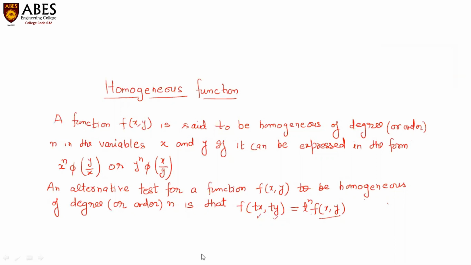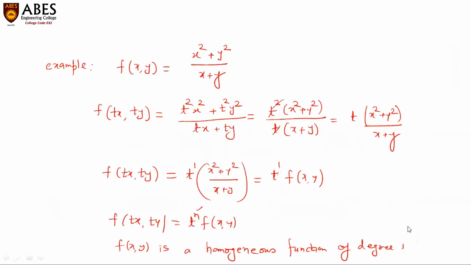An alternative test for a function f(x,y) to be homogeneous of degree or order n is that f(tx, ty) equals t to the power n f(x,y). If we replace x by tx and y by ty, then we will get the right-hand side as t to the power n f(x,y). Then we can say that our given function is homogeneous.